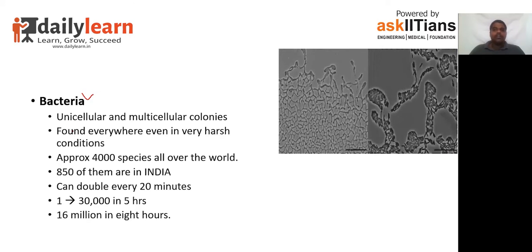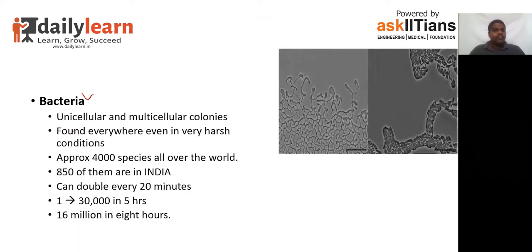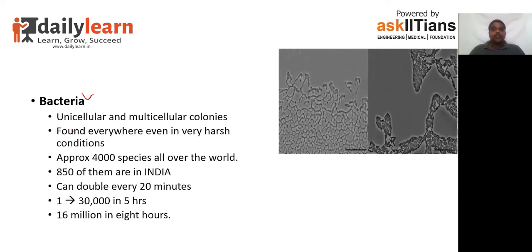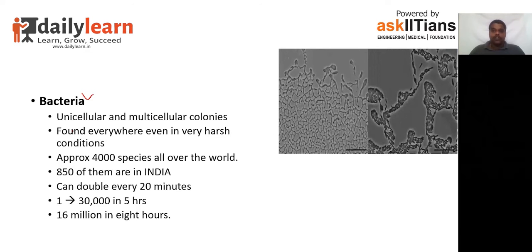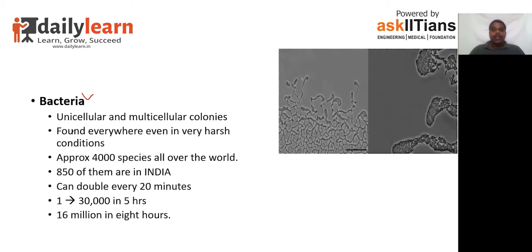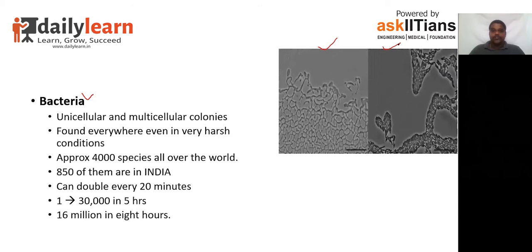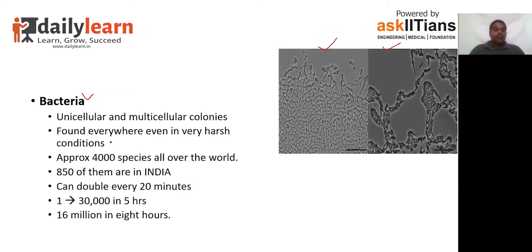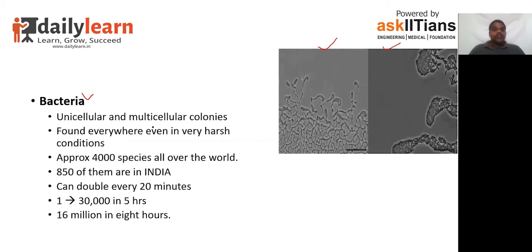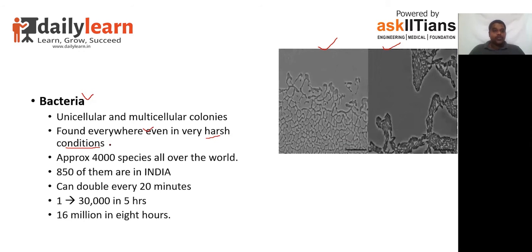Some of them live as colonies. They multiply very fast, and the faster they multiply, the faster they finish the nutrients that are available. So they keep on migrating from one place to another, which is what you see over here in these GIF files. They are found almost everywhere in the world. So what kind of harsh conditions can they live in will be a question to you.